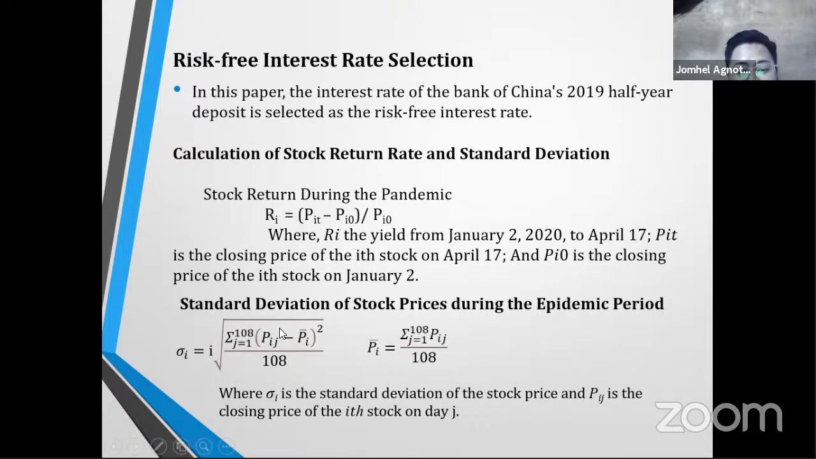To compute for the standard deviation of stock prices during the epidemic period, we have this formula, where sigma I is the standard deviation of the stock price and P sub I J is the closing price of the I stock on day J.